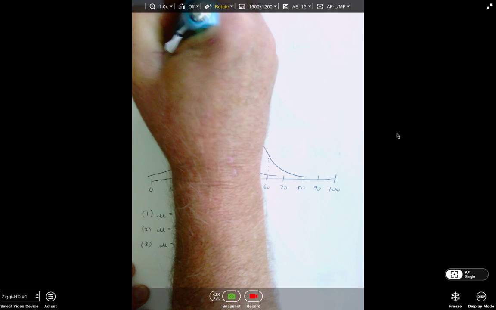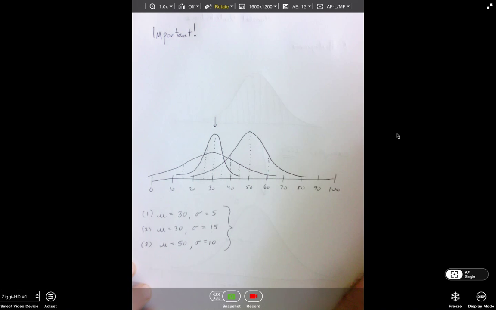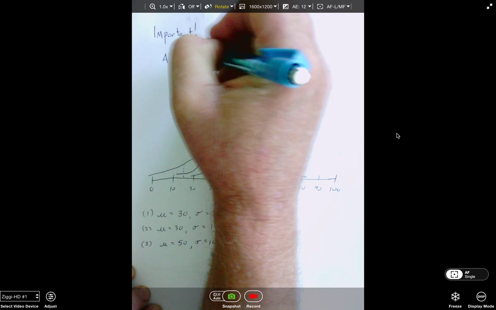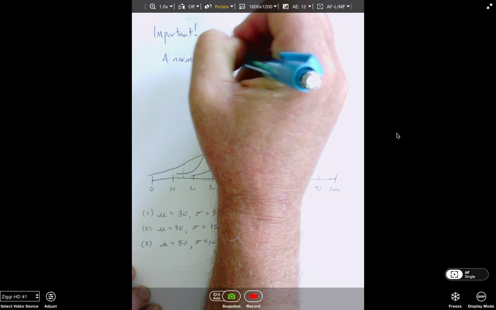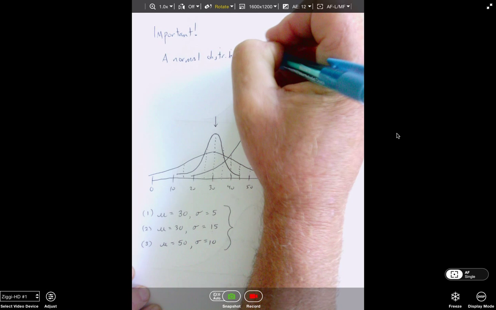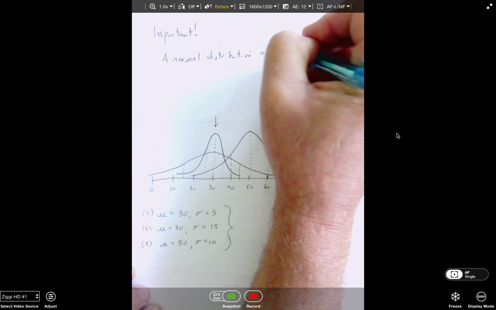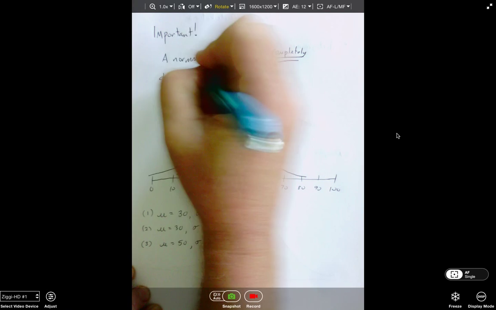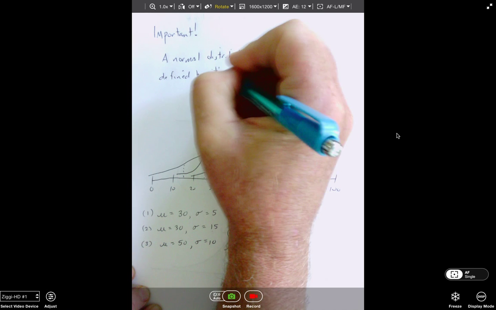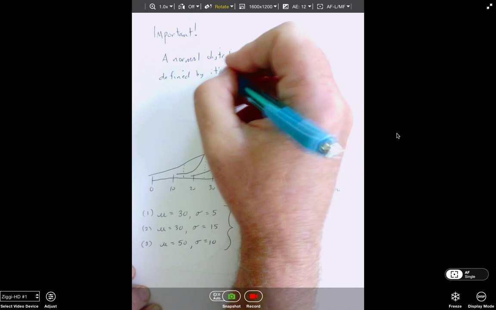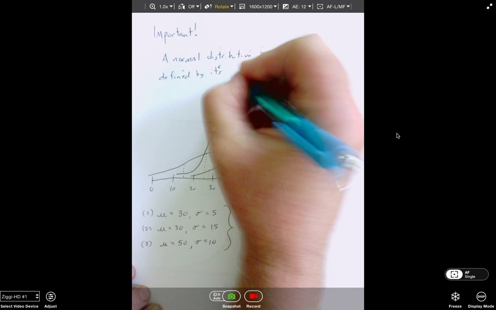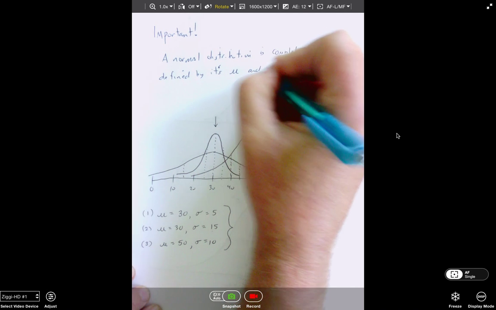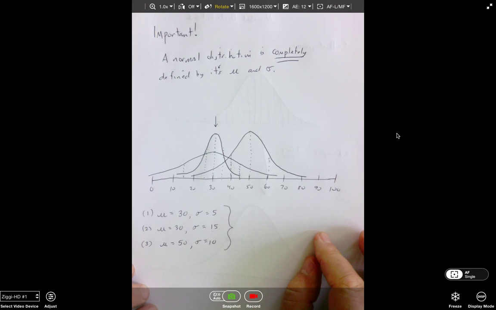So, very important. In fact, we're going to get into a bunch of stuff that's very important from here on out. A normal distribution is completely defined by its, well, that shouldn't be there, that should. Its mean and its standard deviation.